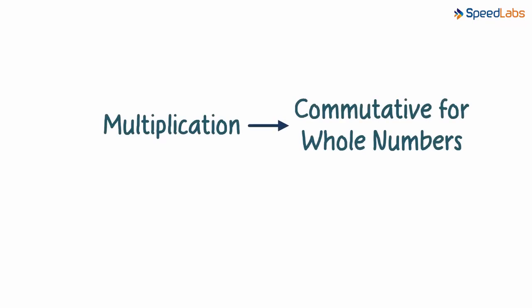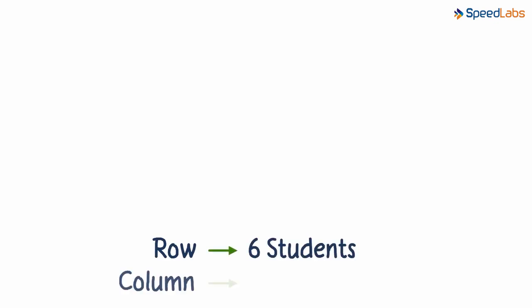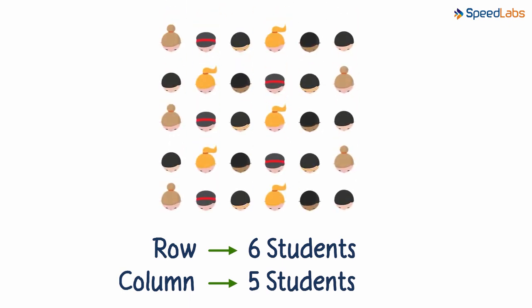At the end of the last video, I told you that we will see one application of commutative property of whole numbers under multiplication. So let us begin. Say some students are attending a yoga class. They are told to stand in such a way that each row has 6 students and each column has 5 students. The arrangement is shown here.